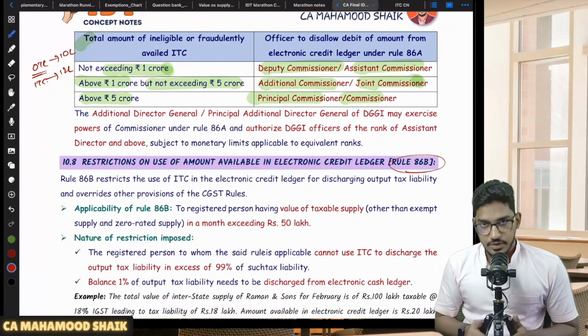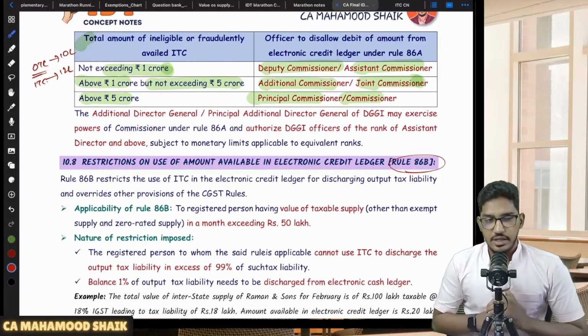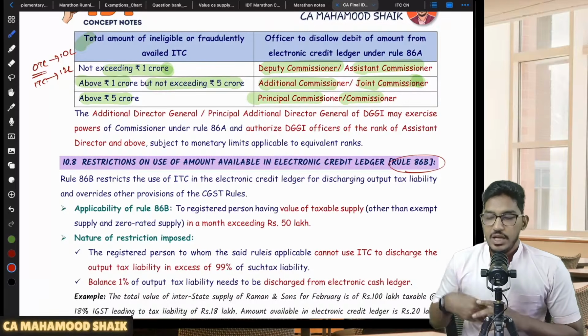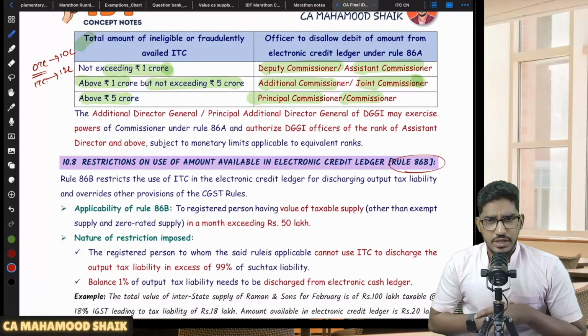What will you do here? When you have an output tax liability, but you have enough input tax credit, what will every prudent businessman do? He will try to discharge his output tax liability using his input tax credit.